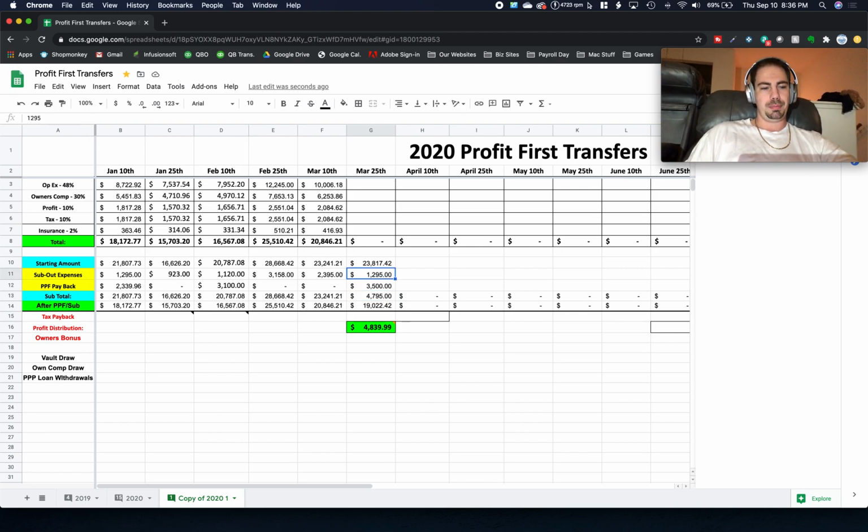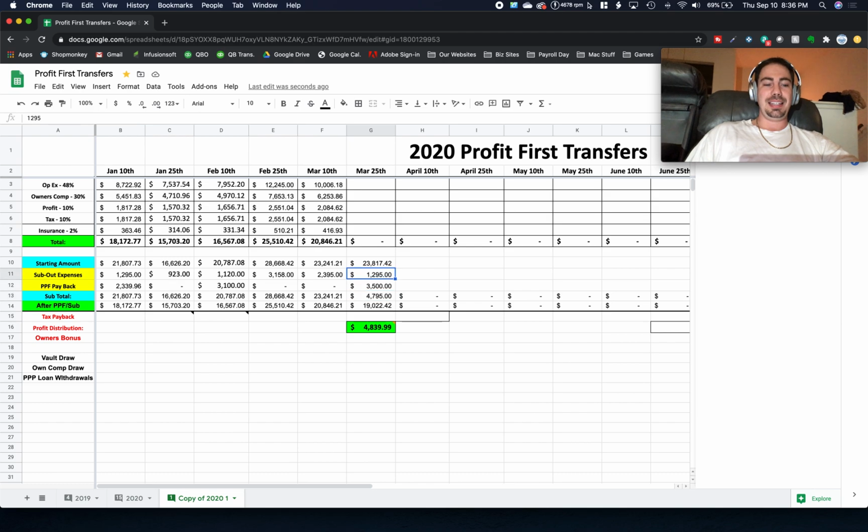Now you'll see the subtotal here. This is essentially, maybe I should have left that as a total. I don't know. Let's roll with it. The subtotal here is adding up my two expenses. Cancel what I just said. Let me start that over. The subtotal is looking at my sub-out amount and my PPF payback and adding it up.